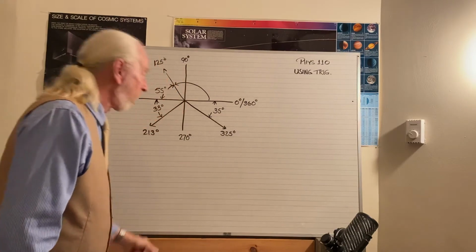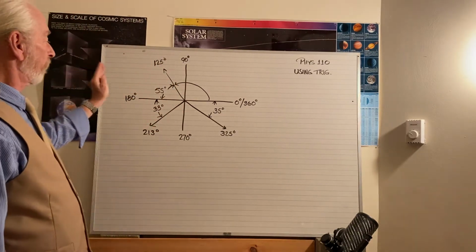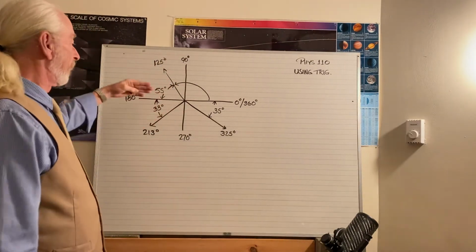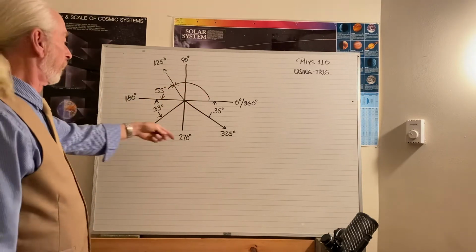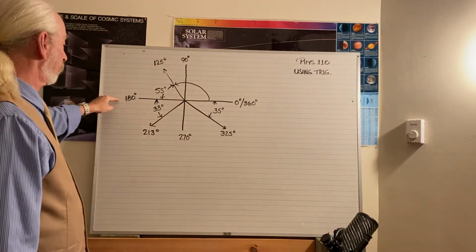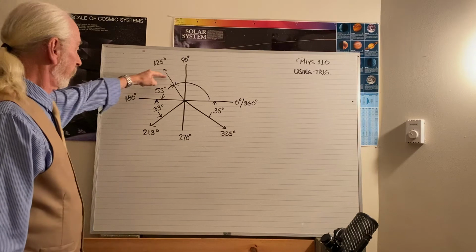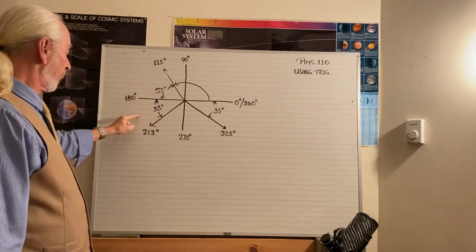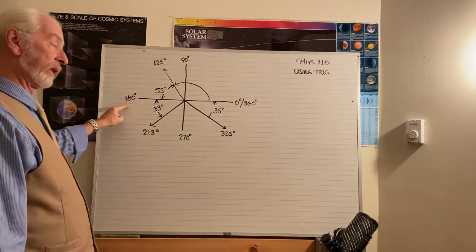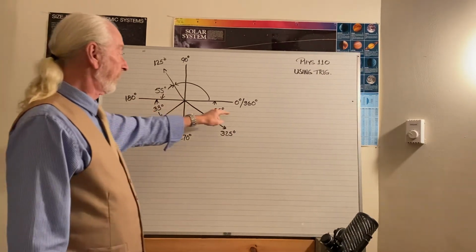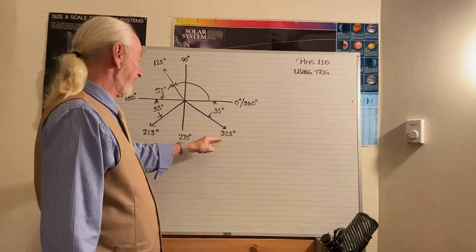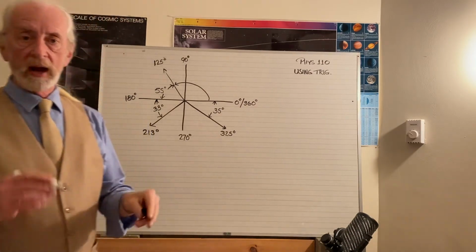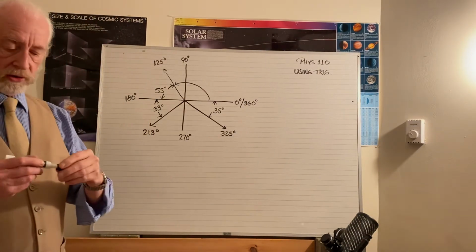In other words, we're going to measure all our angles from the nearest horizontal. So if it's on this side, it's going to be between here and here. So 180 minus whatever the angle is. Or if it's down here, it's going to be this angle minus the 180. And if it's over here, it's going to be 360 minus whatever the angle is. That way we keep all of our angles under 90 degrees.